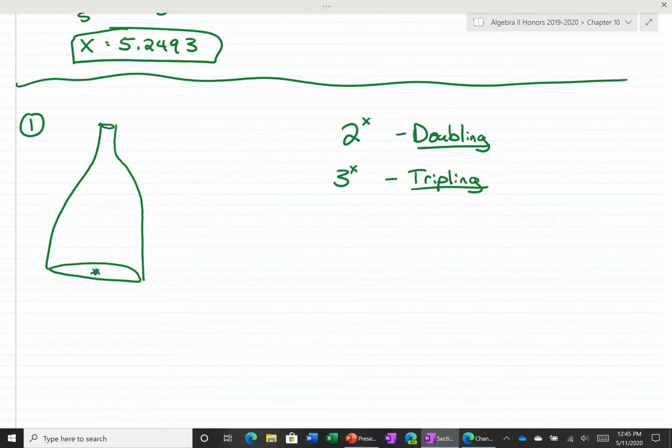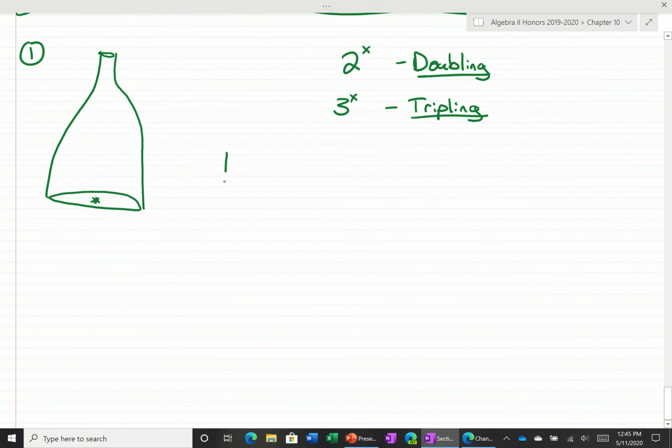If the bottle is full after 1 hour, how long will it take to be half full? So we have one bacterium in a bottle. The population doubles every minute. And if the bottle's full after an hour, how long until it's half full? So let's make a chart to help us get organized.